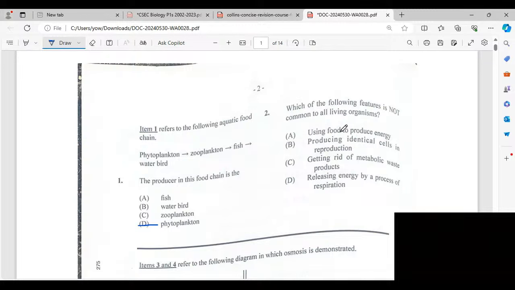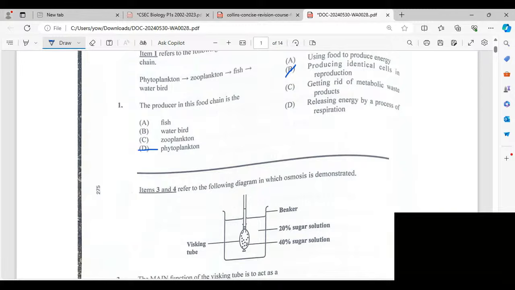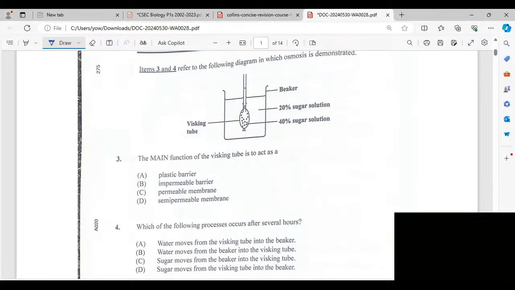All organisms use food to produce energy, right? All organisms get rid of metabolic waste. All organisms release energy for respiration, but not all organisms produce identical cells, right? Because some reproduce sexually and some asexually. So this would be the one not common, all right? So 2 out of 2 so far.